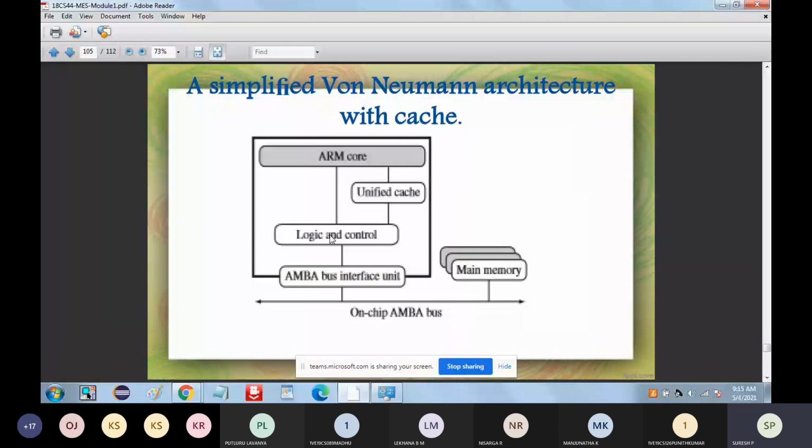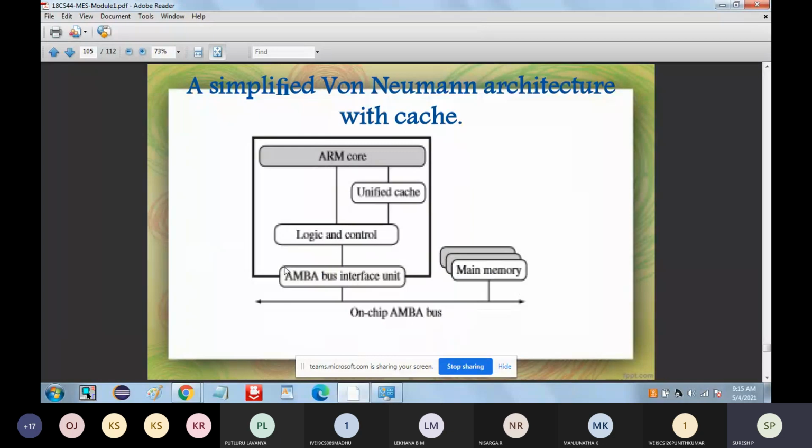Next, if you take the normal block diagram of your ARM data flow model, the ARM core is going to have the logic and control unit. How are the logic and control unit and the memory connected? Your logic and control unit and main memory are connected through the AMBA bus interface unit.